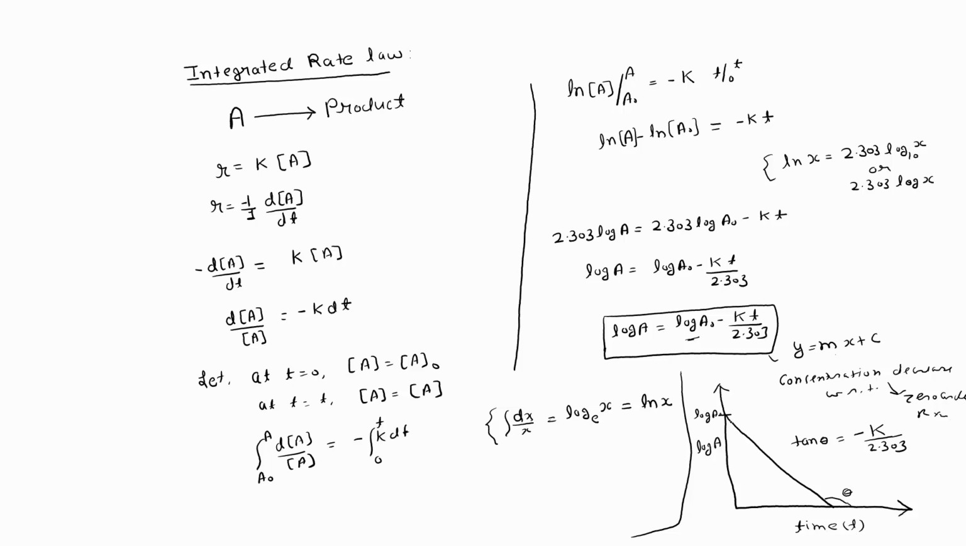So the slight difference between the zero order reaction and the first order reaction is this: for a zero order reaction, your concentration decreases linearly with respect to time, while for the first order reaction, your log of concentration decreases linearly with respect to time. Okay, keep that in mind.